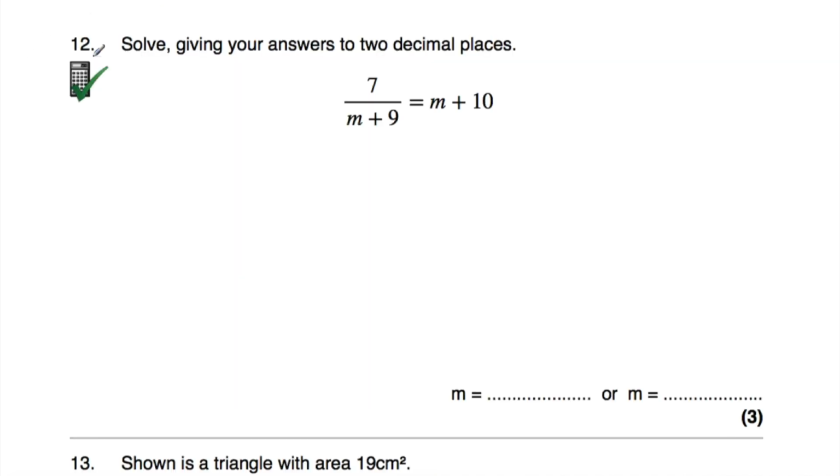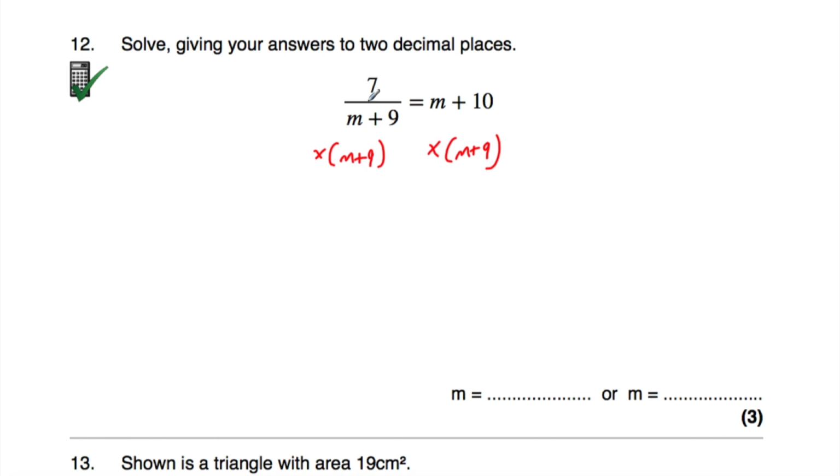And that's it. Okay, so let's have a look at question number 12. Question number 12 says, solve, giving your answers to 2 decimal places. And we've got 7 over m plus 9 equals m plus 10. So whenever we want to solve this, we don't want to have the m on the denominator here. So let's multiply both sides by m plus 9. Let's multiply the left-hand side by m plus 9, and let's multiply the right-hand side by m plus 9. We're doing that to get rid of the whole denominator.